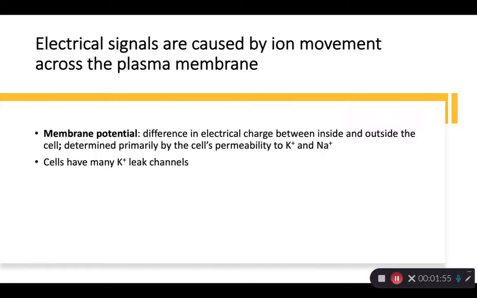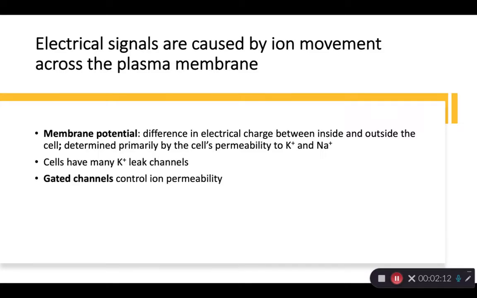Okay, so all cells, including neurons, are going to have a lot of what are called potassium leak channels. These are channels that potassium can pass through. They're just openings. They have gates, but the gates randomly open and close. So we have a steady leak of potassium across the plasma membrane.